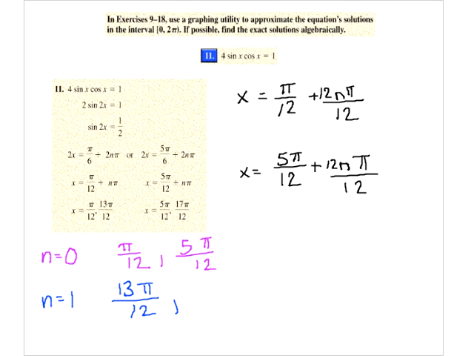12 plus 5 is 17. Much better. So I actually get 17 pi over 12. Neither of those are greater than 2 pi, so I'm going to move on.